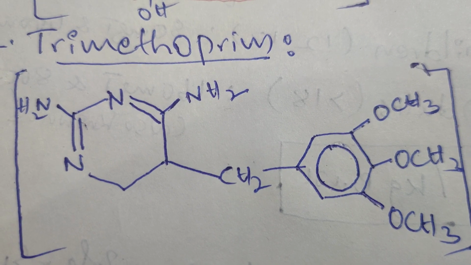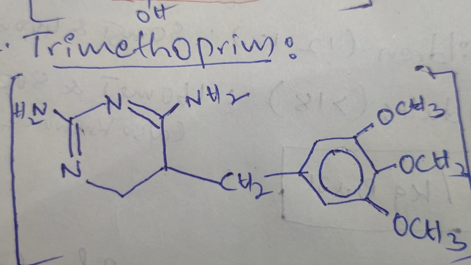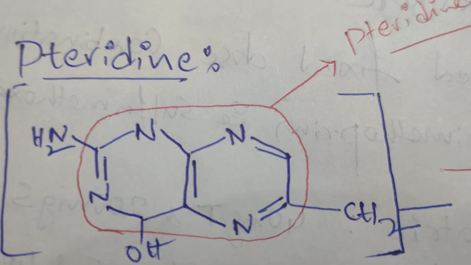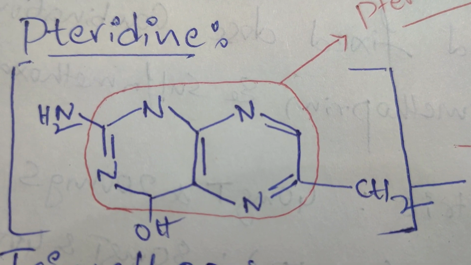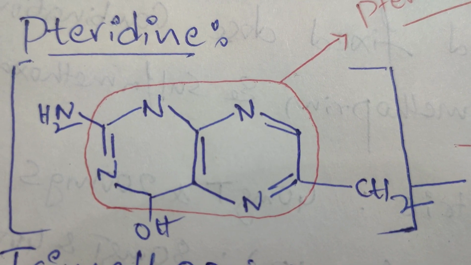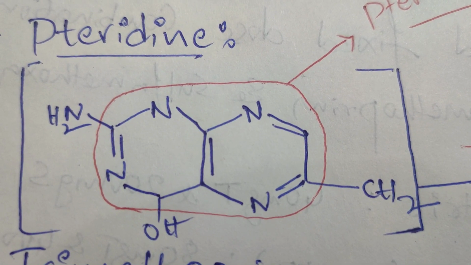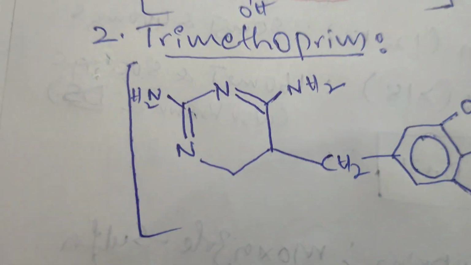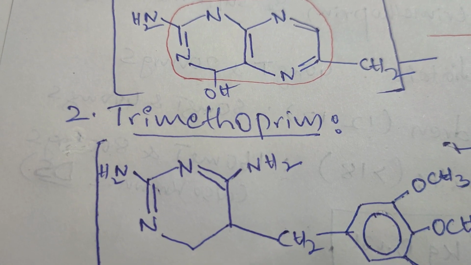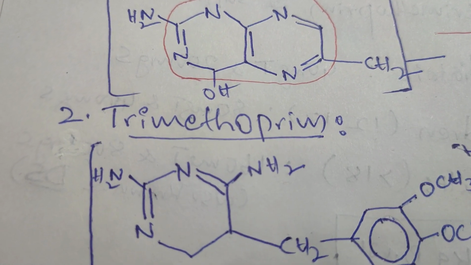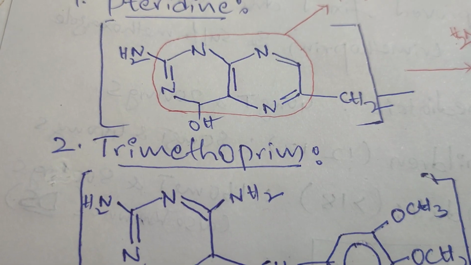Recall that in yesterday's class we discussed the structure of folic acid. Folic acid is basically made up of three components. Fragment A is pteridine, fragment B is PABA, para-aminobenzoic acid, and the third fragment is glutamic acid. Now you can observe that pteridine and trimethoprim both have structural similarity. They have a pteridine moiety in their structure. So sulfonamides are structural analogues of PABA, and trimethoprim is a structural analog of pteridine.